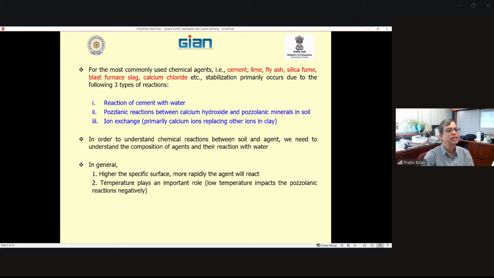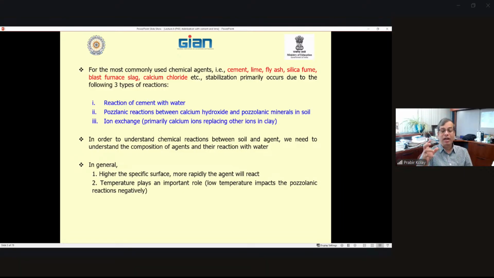So the most commonly used, as I mentioned, are Portland cement, lime, fly ash, silica fume, blast furnace slag, or sometimes called granulated blast furnace slag, and calcium chlorides. So for any type of stabilizer you use, what are the different reactions that take place? Just for example, using cement, we add water to it. What are the different reactions? Pozzolanic reaction between the calcium hydroxide and pozzolanic minerals of the soil.